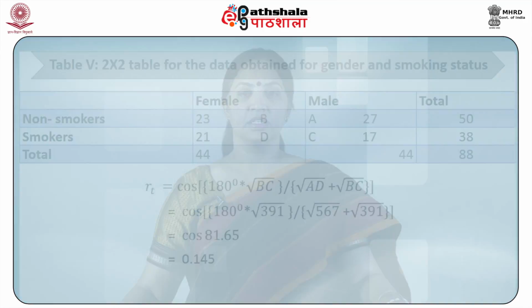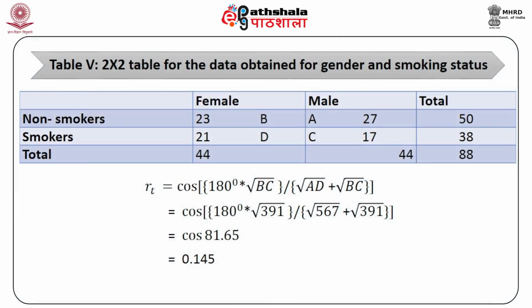The cells have been marked as A, B, C and D. The data can be as shown in table 5 for male, female, smokers and non-smokers for cells A, B, C, D, and the totals are also shown for the rows and columns. The tetrachoric r, symbolized as r subscript T, is equal to the cosine of 180 degrees into the square root of BC divided by the square root of AD plus the square root of BC.